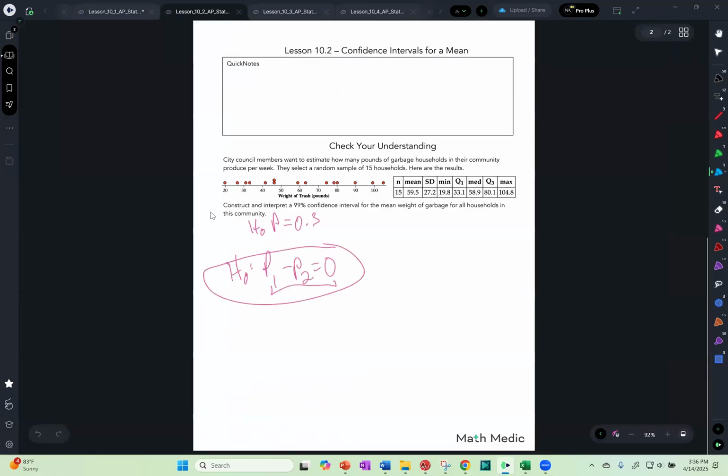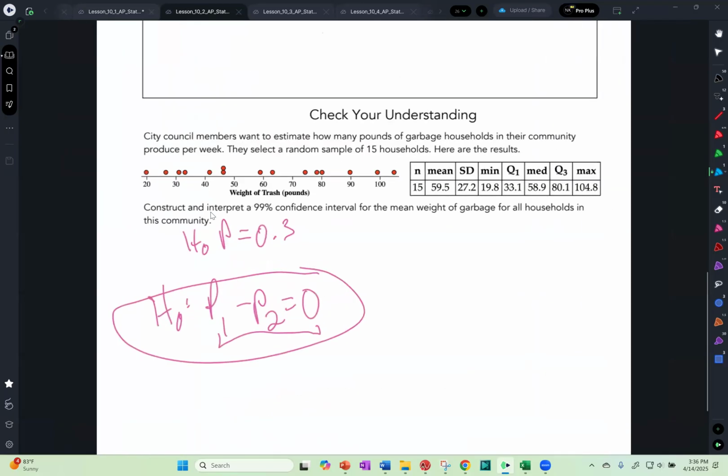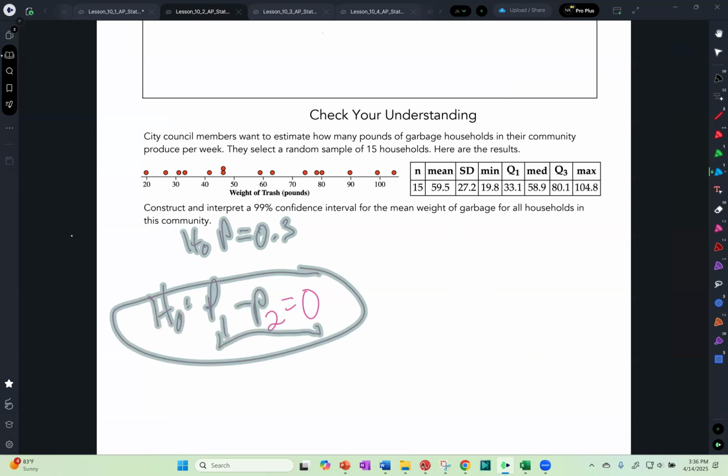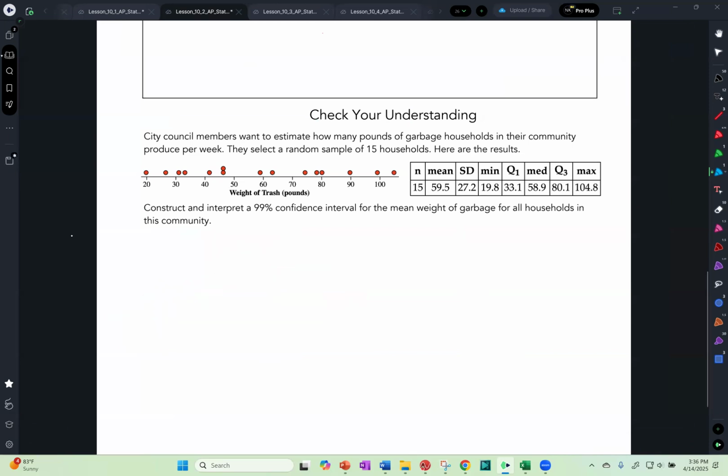All right, 10.2. This one, not sure why I have anything written here, but let's look at it. Construct and interpret a 99% confidence interval for the mean weight of garbage for all households in this community. So we have a random sample of 15 households. All right, so here we go. Choose. When we choose, we got to choose that procedure.